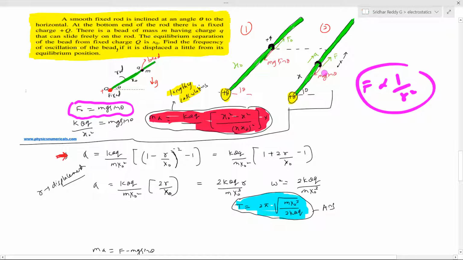How to manage that is where we have the mathematics here. I'll come to that.